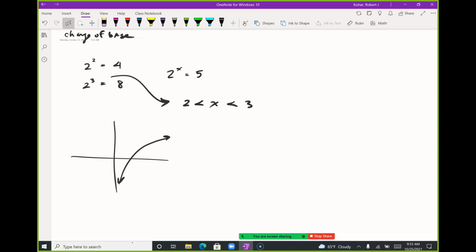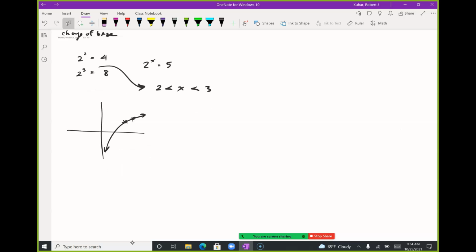But if we're looking at this, when I look at just the exponent, you see the exponent is kind of crawling, right, from here to here. It's not increasing that much, right? So anyway, 2 to the x equals 5.